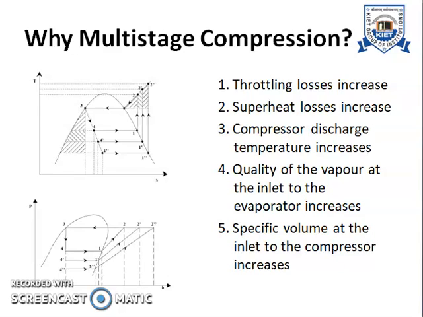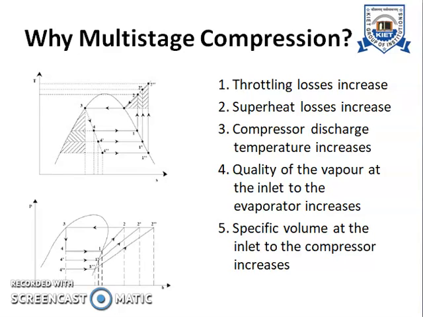Okay students. Now third one, we have compressor discharge temperature increase. Now come to the pH diagram. So here as you can see 2 double dash, 2 dash and 2. These are compressor discharge temperatures. Now if you move from 4 to 4 dash or 4 to 4 double dash, the compressor discharge temperatures are 2 dash or 2 double dash. Okay. So the compressor discharge temperature increases.